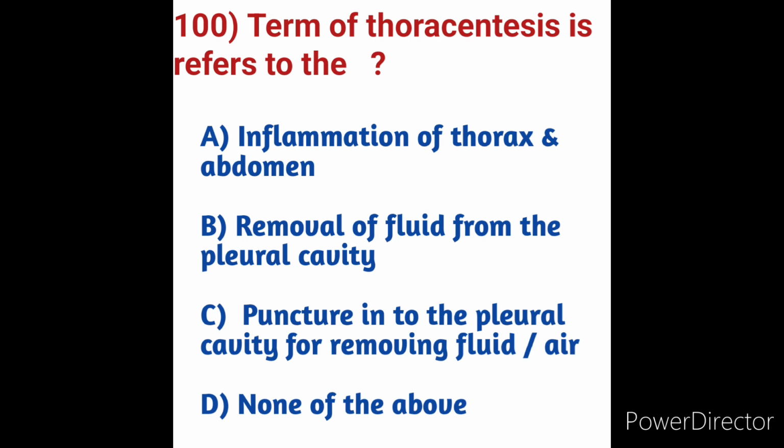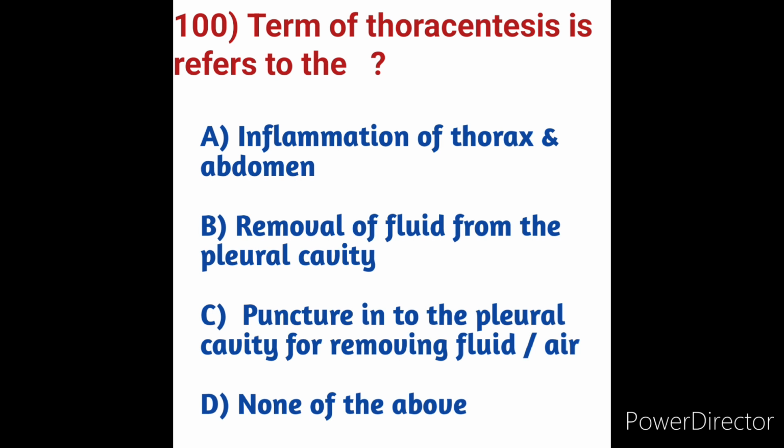We will see the options here. Option A inflammation of the thorax and abdomen. Option B removal of fluid from the pleural cavity. Option C puncture into the pleural cavity for removing fluid or air. Option D none of the above. Thoracentesis is a procedure that is performed to remove fluid from the thoracic cavity. This can be done for both diagnostic and therapeutic purposes.